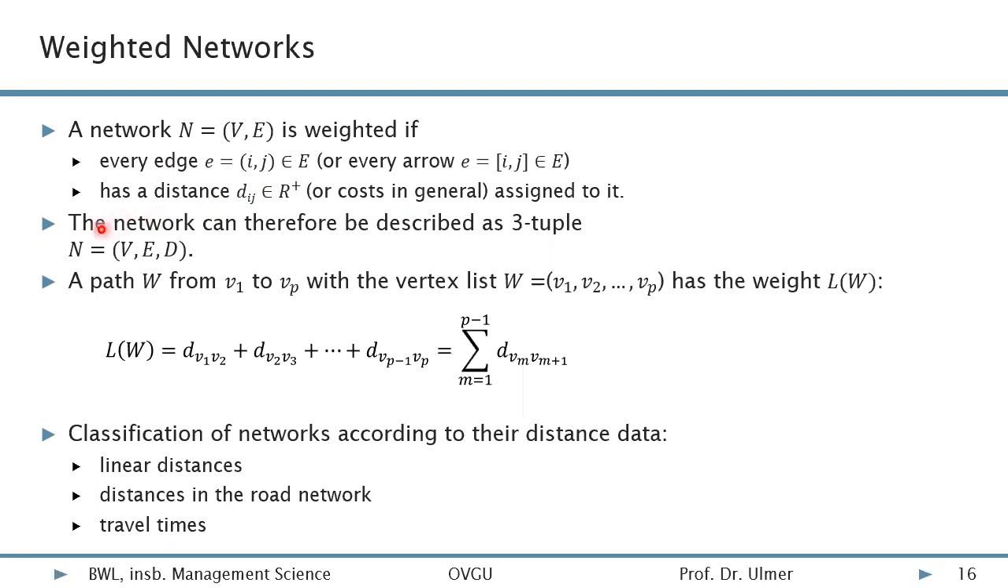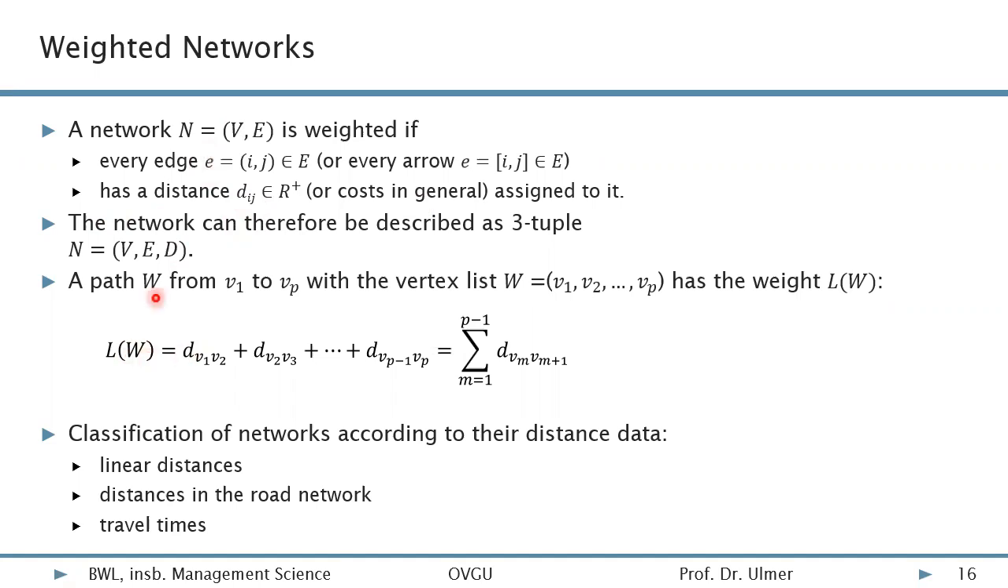So we had a network before that was without weights, 2 components. Now we have 3 components. And D is a matrix, it has an entry for every i and j, with i and j being vertices, or ij together being an edge. And if we don't have an edge between 2 locations in this matrix, we often have an infinity, or it's just no value at all.